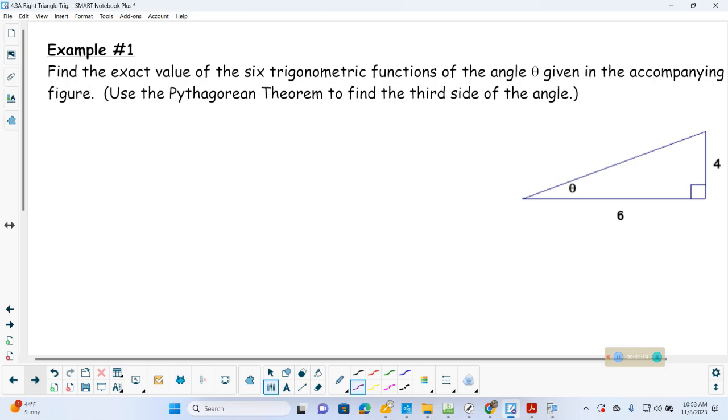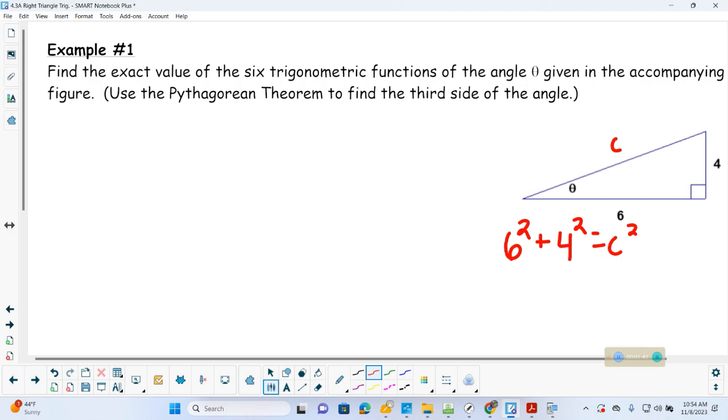Okay, here's the Debbie Downer side. Read the directions. 6. Whew, I need all 6: sine, cos, tan, and all the reciprocals. Not difficult, but time consuming. So, of course, on this one, we need our hypotenuse this time. I'm going to call it C. So I'm going to do my 6 squared plus 4 squared equals C squared.